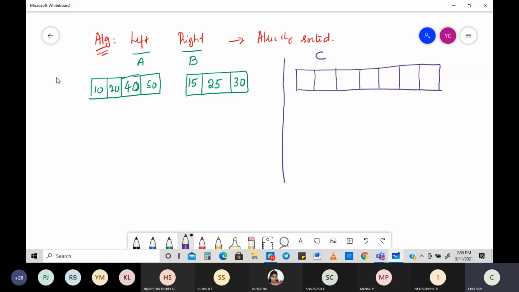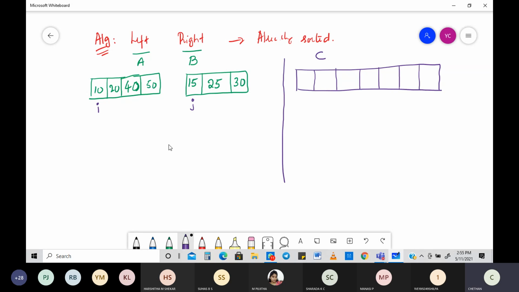The first element here as I, and the first element here as J. I and J. So what do I do? That's very important. The first thing I'm going to do is compare. Be careful here, look into the words. I'm going to compare the first element of A with the first element of B. What is the other way of saying it? I is compared with J.